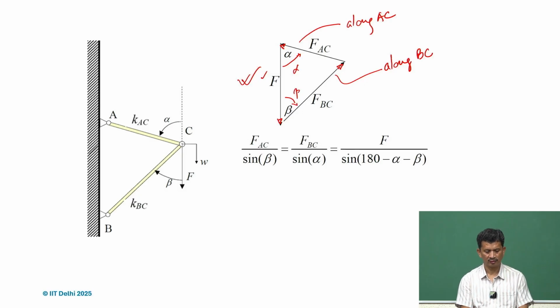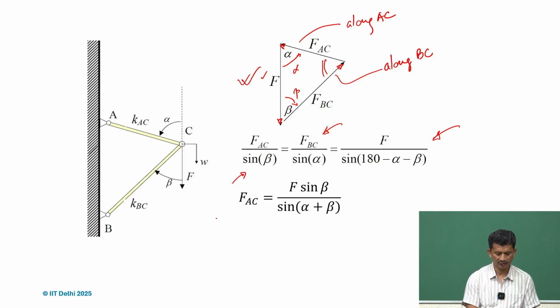If we just use the sine rule, here we can write FAC over sine beta is equal to FBC over sine alpha, and the opposite angle is equal to F over sine of this angle, which is 180 minus alpha minus beta. So, this is the relationship we get between the three forces.